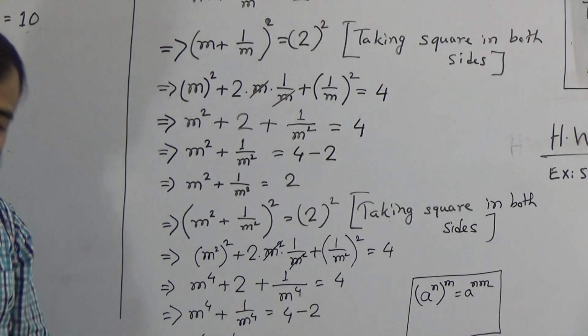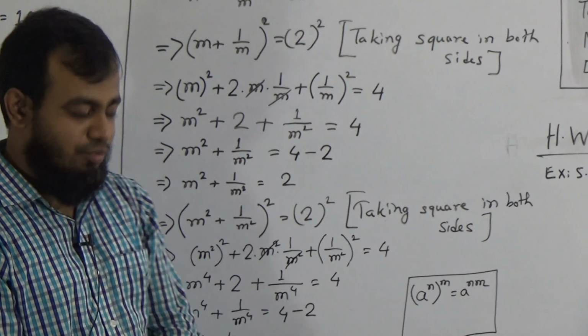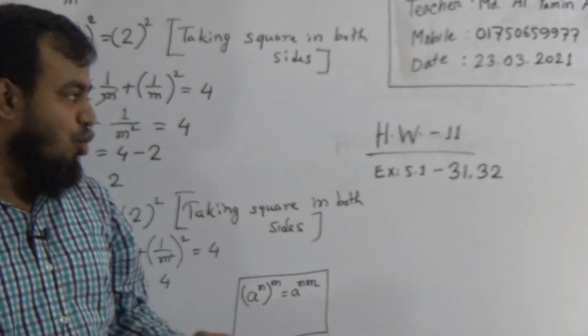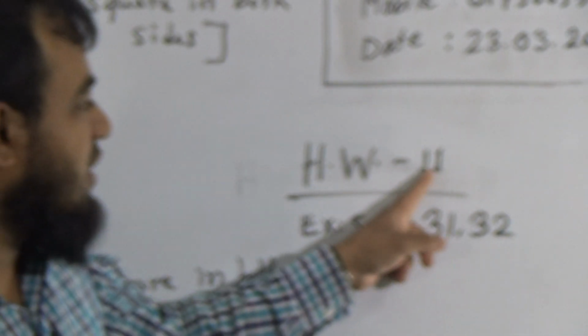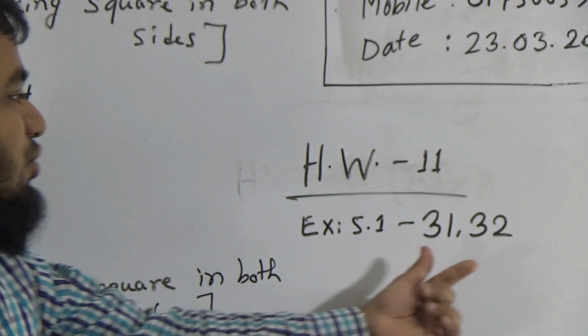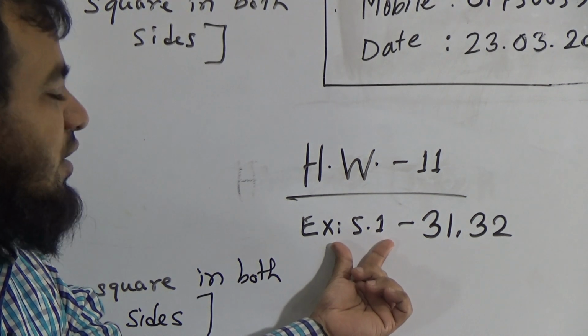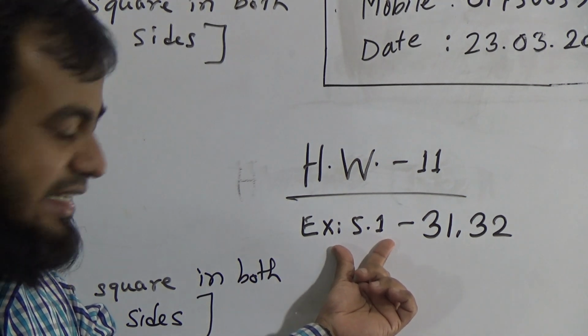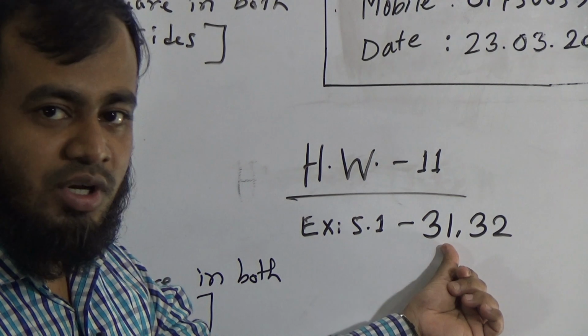I think, dear students, you have understood how to solve these two problems. And my dear students, you have homework. Your homework number is 11. Please mention your homework number in your HW copy in the upper left corner, and solve these two problems from your exercise 5.1, page number 86, questions number 31 and 32.